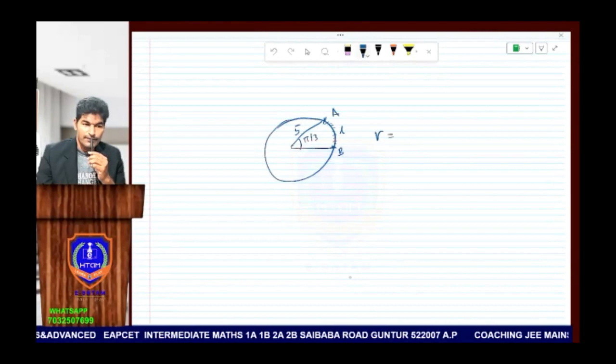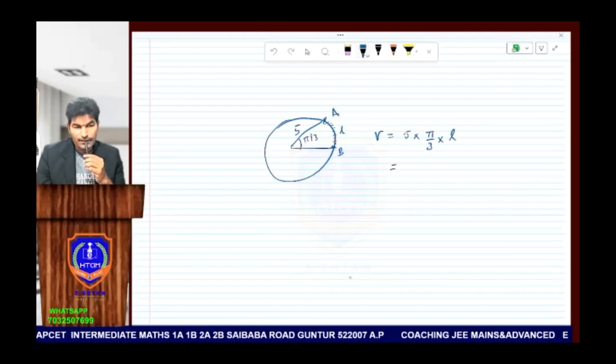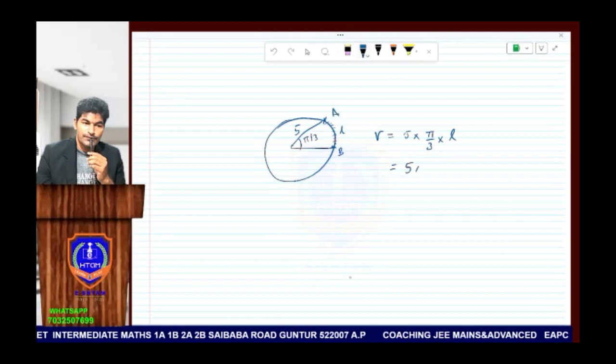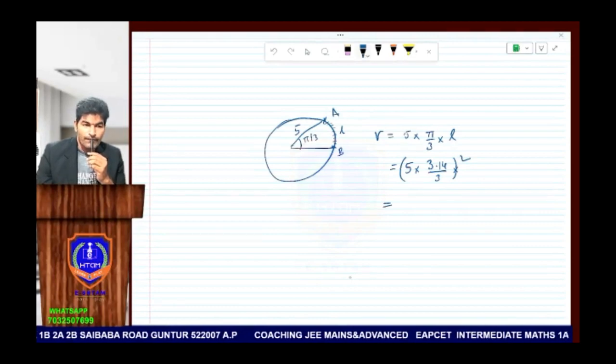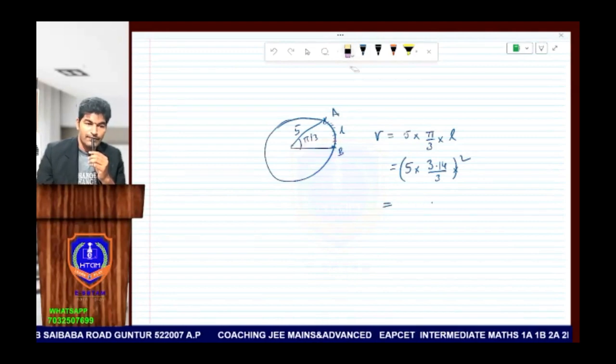So what are the measurements? 5 into pi by 3 into L. That is the volume. So 5 into pi by 3, how much? 3.14 divided by 3. Find out L. L is again R theta, which means do the whole square. Understood? L is again R theta. So 25, and calculate this whole square. Calculate this value.